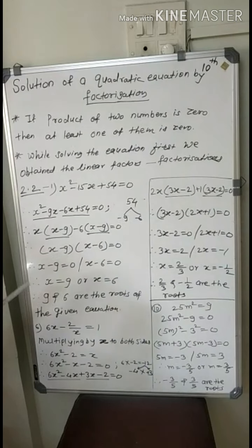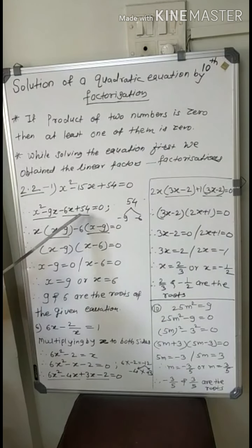So the middle term is minus 15. So first give the sign of the middle term to the greater factor. So 9 and 6, इनमें greater है, sorry, 9 is the greater. So give the sign of the middle term to the greater factor. So I write here minus 9.